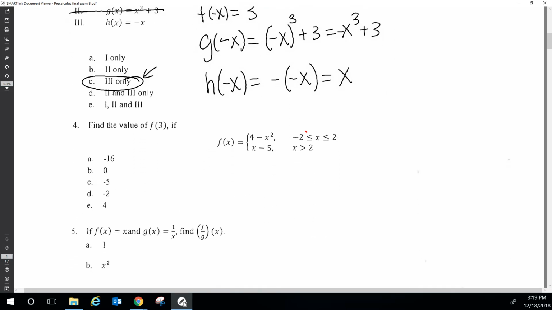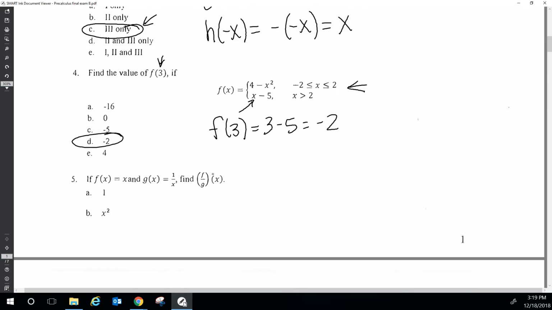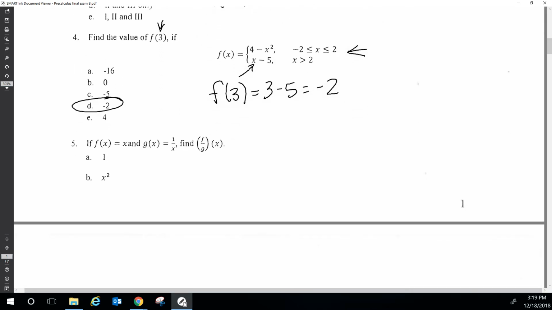Number 4, find the value of f of 3 if this is our piecewise function. So first we've got to figure out where 3 is in our domain. 3 is greater than 2, so for f of 3, I'm going to plug 3 into this piece here. So 3 minus 5, which is -2.